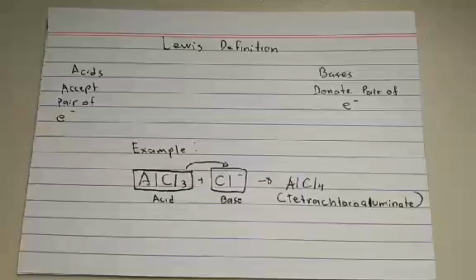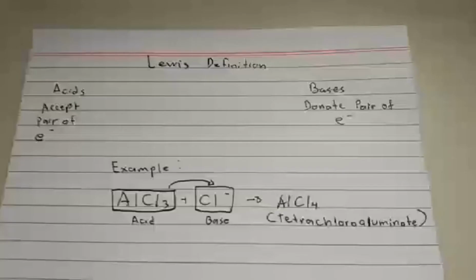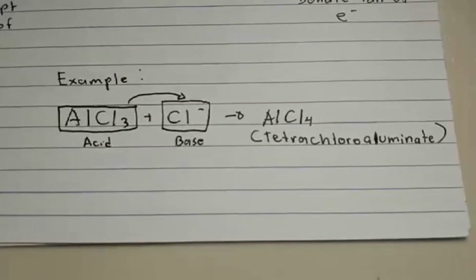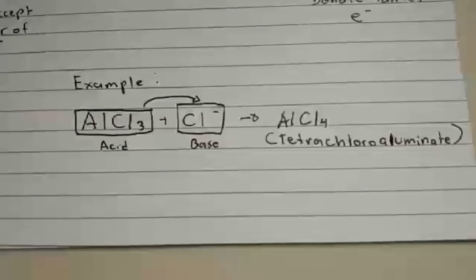The last definition is what we call the Lewis definition. Lewis proposed another definition because he found substances that could be acids but don't have hydrogens at all. The Lewis definition says that an acid is going to accept a pair of electrons, and a base is going to donate a pair of electrons. So here's an example. Aluminum chloride can react with a chloride ion to form a new compound. The chloride ion, because it has a negative charge, has an extra pair of electrons. The aluminum chloride would actually be able to accept that extra pair of electrons.